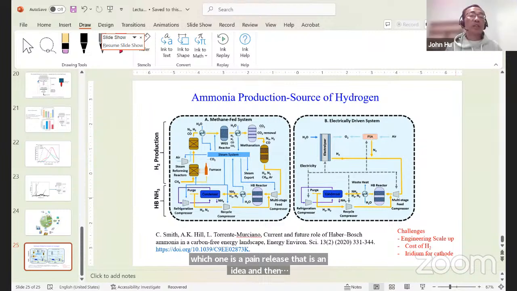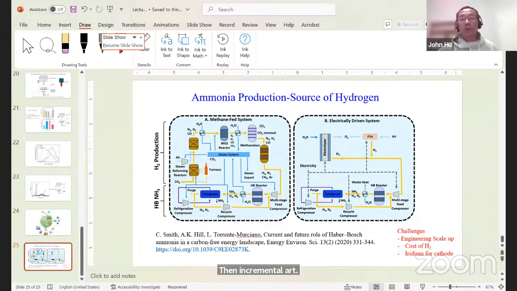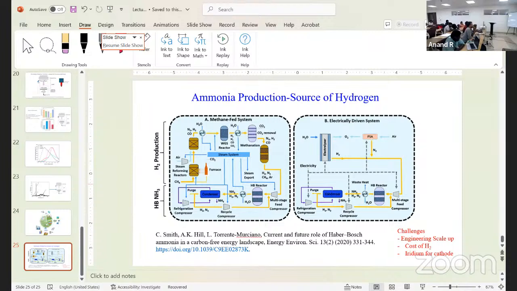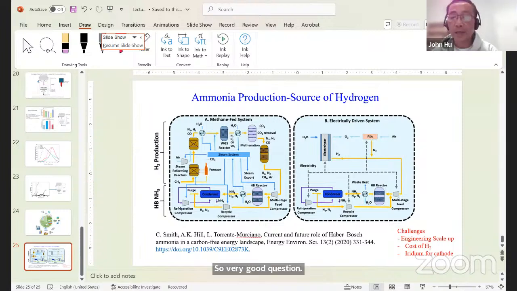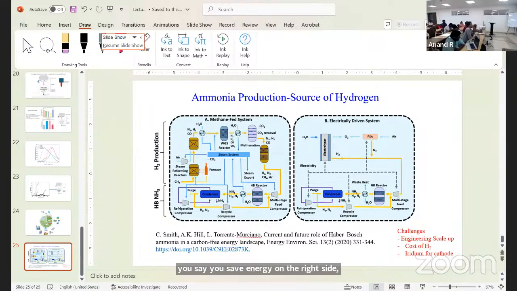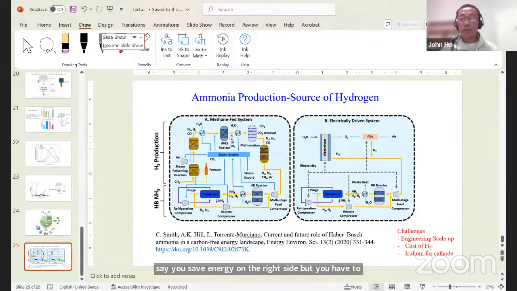Very good. The system engineer will tell that if you do the system engineering, you have to basically run a simulation. So very good question. You save energy on the reactor side, but you have to consider how much energy you put in. Okay. Very good question. All right.